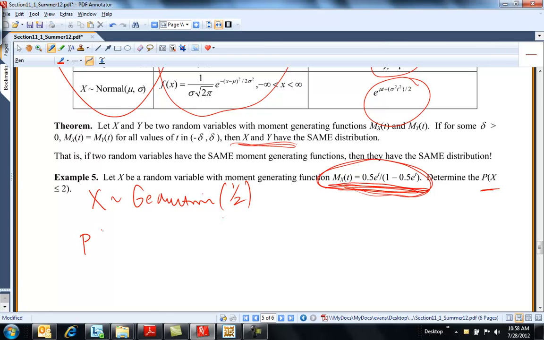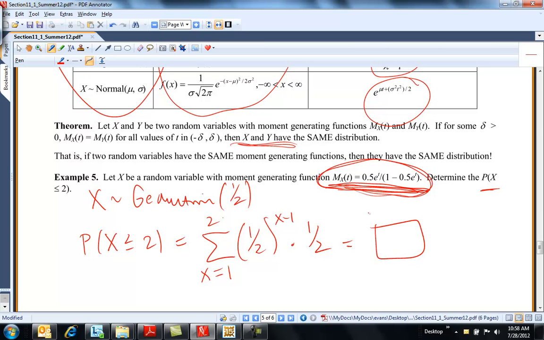So what's the probability that x is less than or equal to 2? That's the sum of a geometric from x equal 1 to 2. This is (1/2)^(x-1) times 1/2, which is equal to something. All I'm doing is finding the probability x is less than or equal to 2. Here's the mass function, right, for a geometric with a parameter of 1/2, and then I would get the probability.